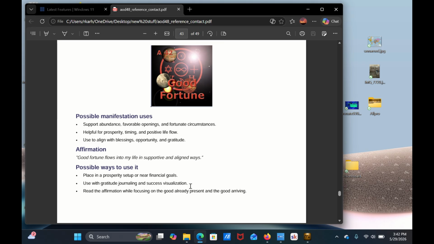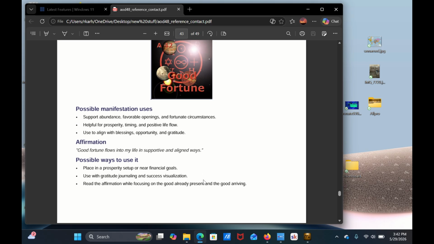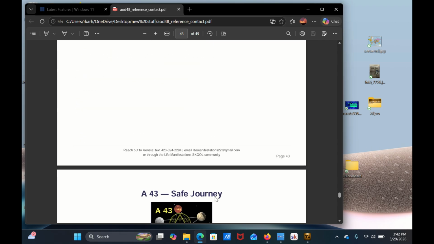Place in a prosperity setup or near financial goals. Used with gratitude, journaling, and success visualization. Read the affirmation while focusing on the good already present and the good arriving.